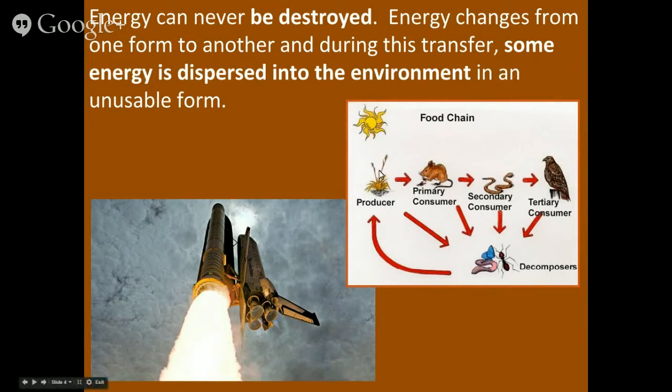And each time it changes form, some of it's dispersed into the environment. So while we can no longer use it, the energy is not destroyed. And that's a very important fundamental concept. You cannot destroy energy, just change its form.